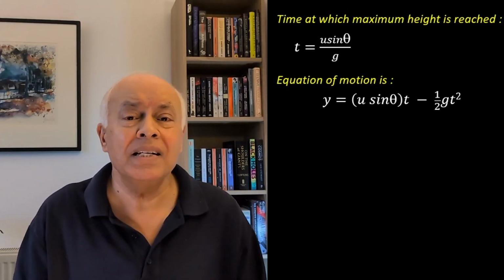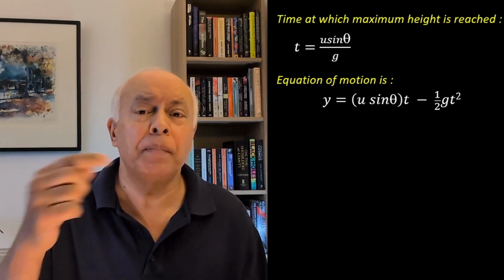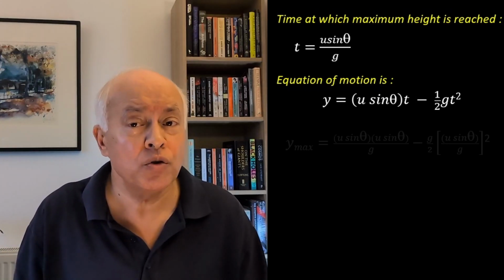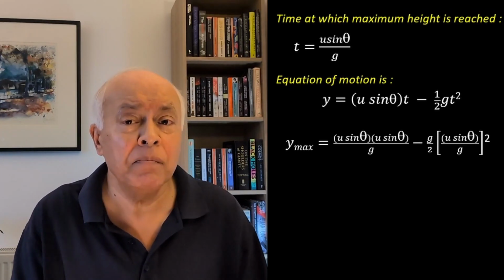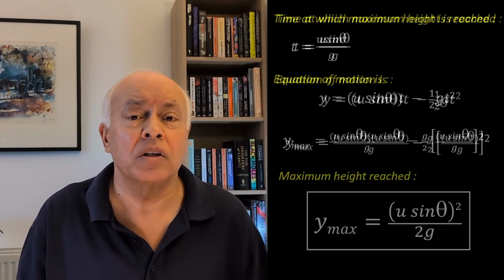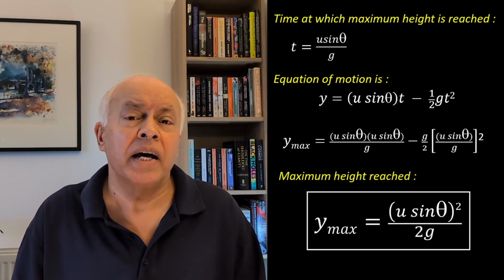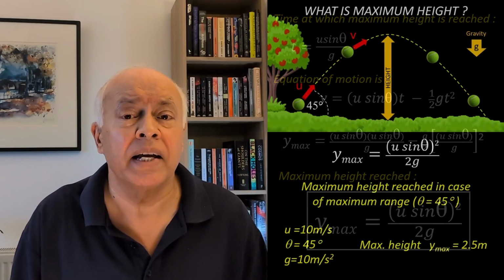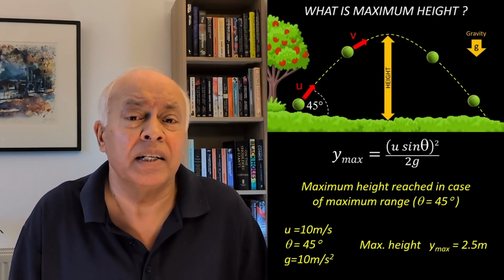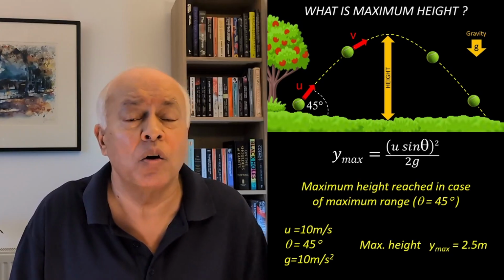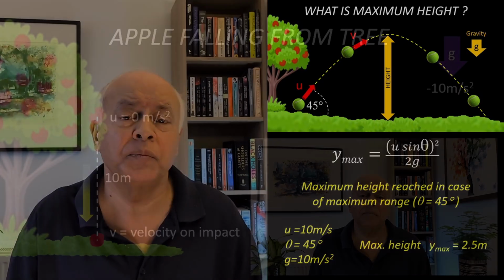And we can now replace this expression for t back into our equation of motion, and if we arrange and simplify, we get the expression for the maximum height. And if we put in some numbers again, we can get an answer, in that case the maximum height of 2.5 meters.